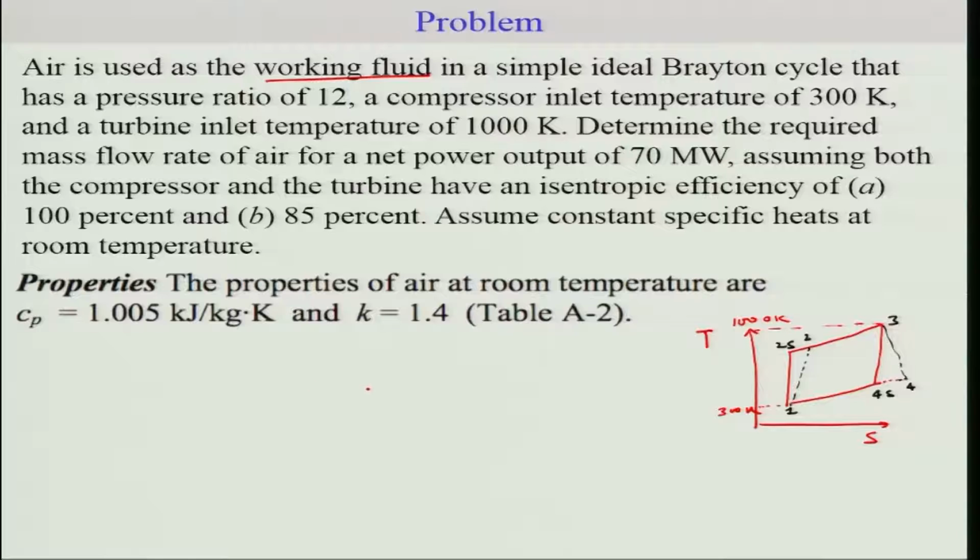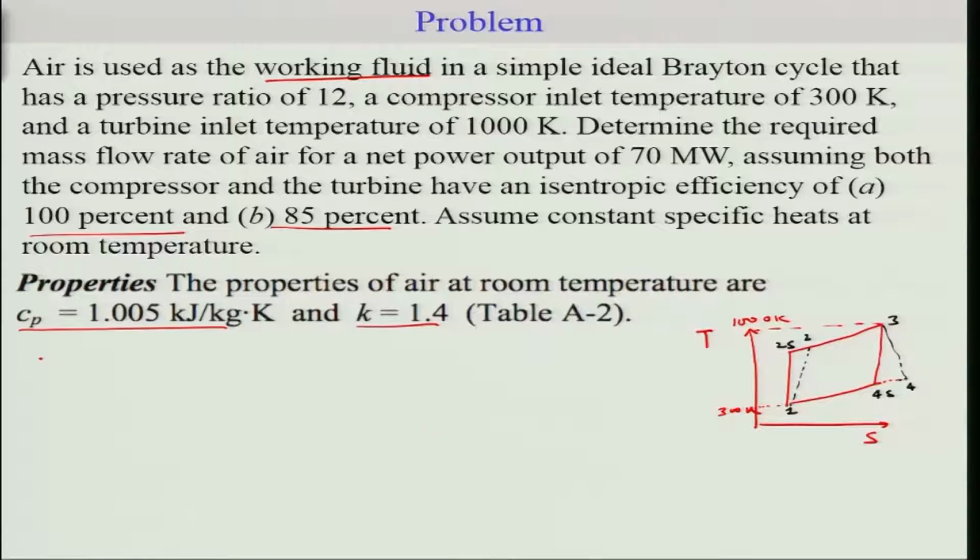Now what we have to do is determine the required mass flow rate of air for a net power output of 70 megawatt, assuming both the compressor and turbine have an isentropic process. In the first case, we consider an ideal condition, that is 100%, and then the actual condition, where the efficiency is 85%. We'll be considering constant heat capacity, with the heat capacity from the table A2 given here.